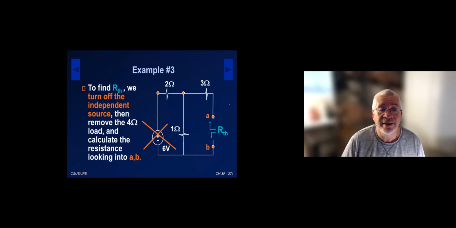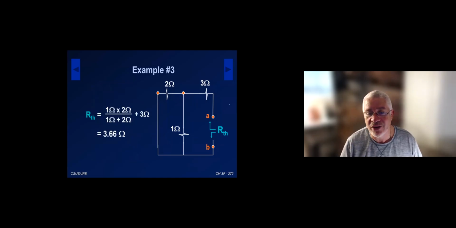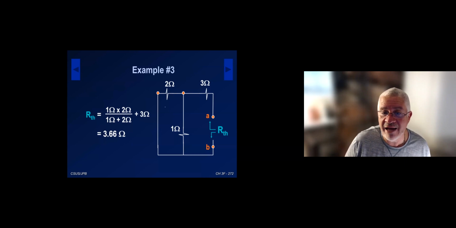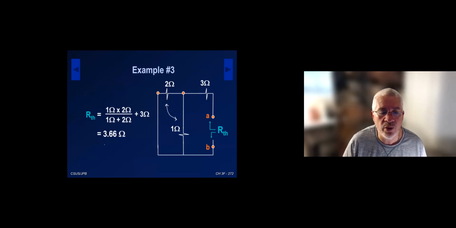To find the Thevenin resistance, I again look into terminals A and B, turning off all independent sources. We now know what happens when we turn off a voltage source: we replace it by a wire. So what do we have? These two resistors are clearly in parallel, and the net result is in series with the 3 ohms. So we get 3.66 ohms. Simple problem, but it shows you the process for a Norton equivalent circuit or Norton model.